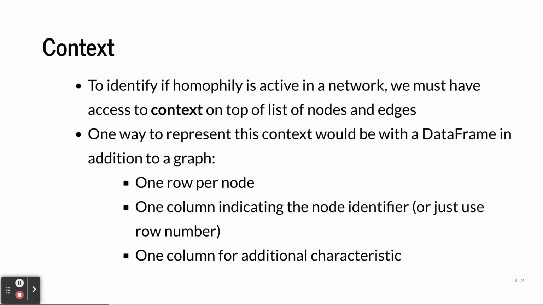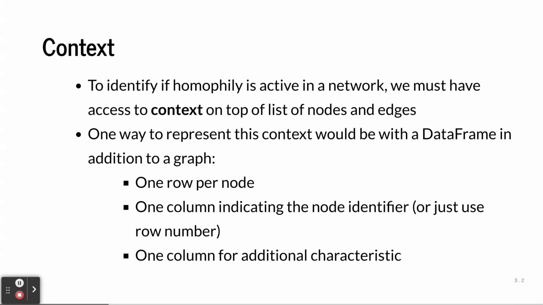Now, in order to identify whether or not homophily is active in a network, it's essential that we have additional context beyond the list of nodes and edges. This is what we've been talking about as we think about these external characteristics. As we're working in Python, one very common way to represent this context would be with a data frame in addition to a graph.